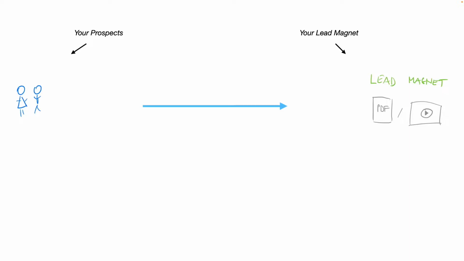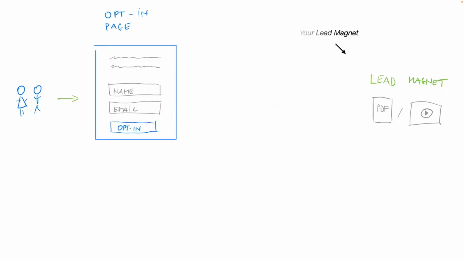Now, the path is to take them through your ad to an opt-in page. And on that opt-in page, you describe what your lead magnet is, how it will help them, why they should get it. And you ask for their name, email address, maybe a phone number if it's applicable to your business.